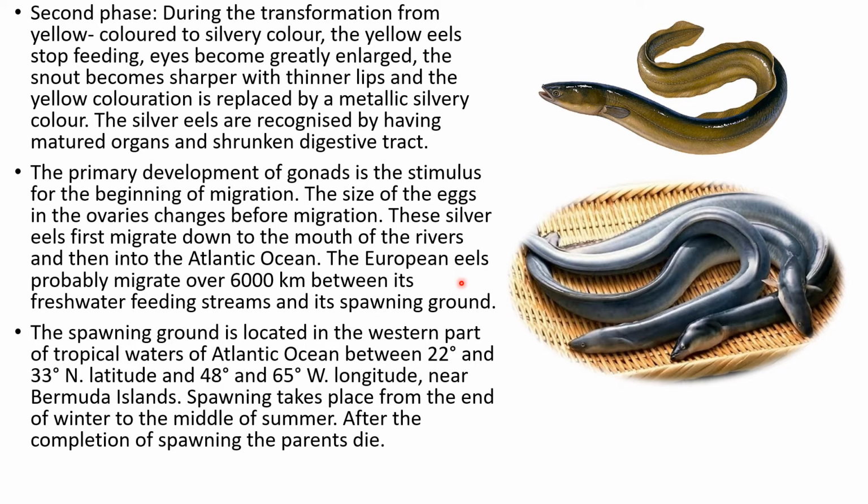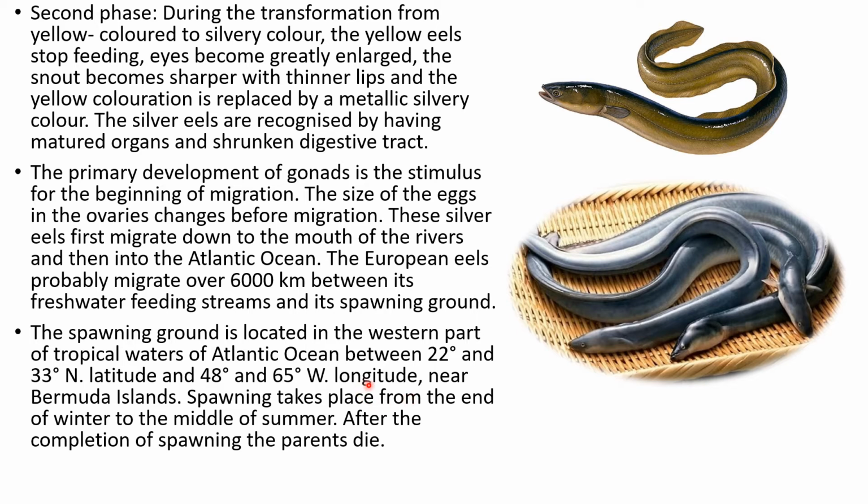The European eels probably migrate over 6,000 kilometers. Look at the length of their migration. And this migration takes place without any kind of food. Once they stop feeding, then they start migration. So without any kind of food, nothing, no GPS, no tracking system, nothing, they migrate down to the mouth of the ocean by crossing over 6,000 kilometers between its freshwater feeding streams and its spawning ground.